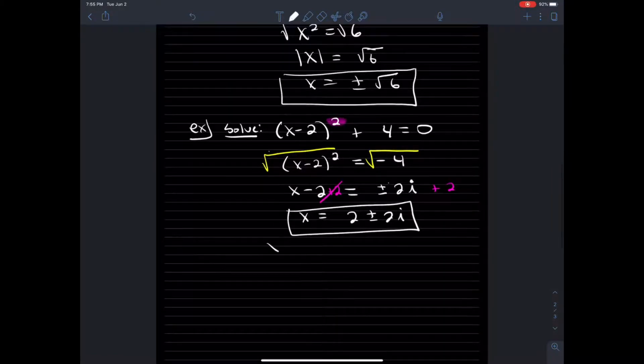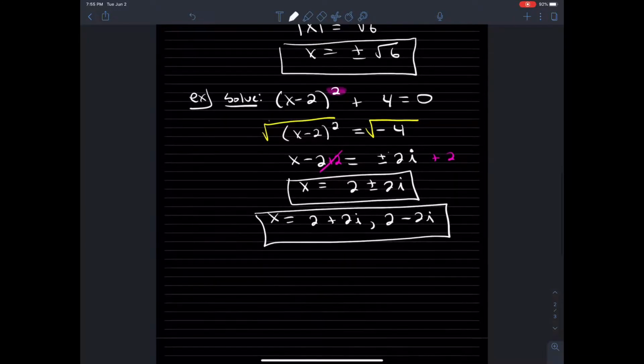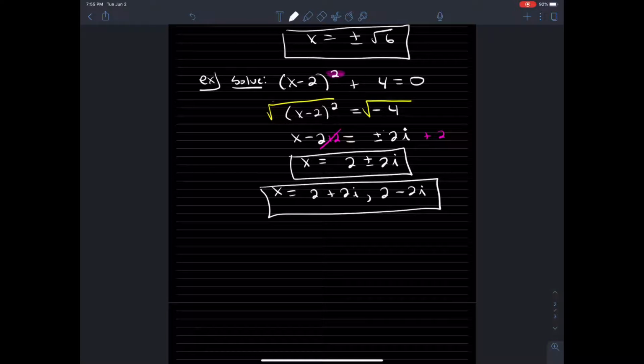If you want to write them out, it's x equals 2 plus 2i and 2 minus 2i. Of course, you have to leave it like that because it is a complex number. So we have just opened up the opportunity to solve more quadratics.